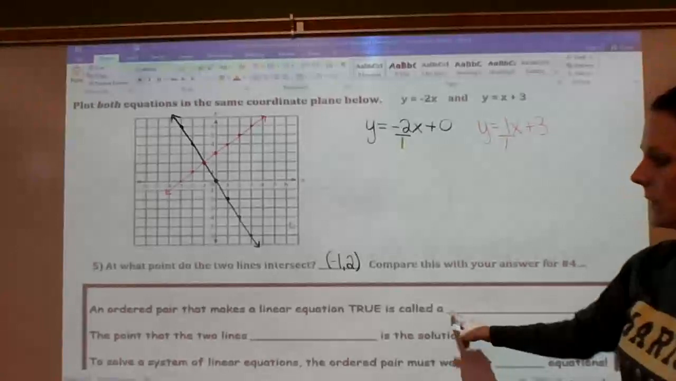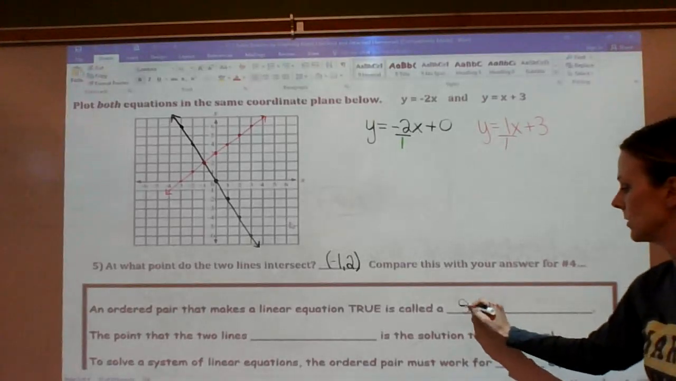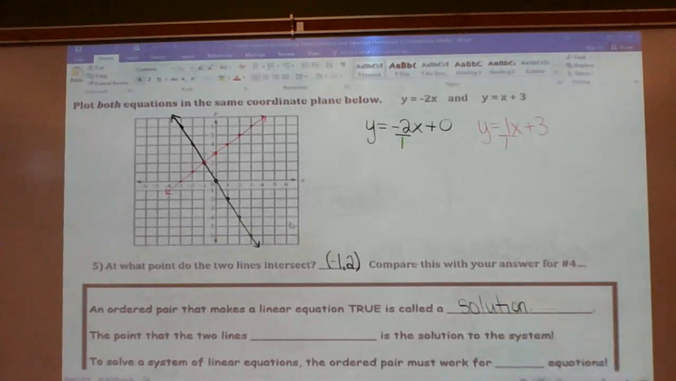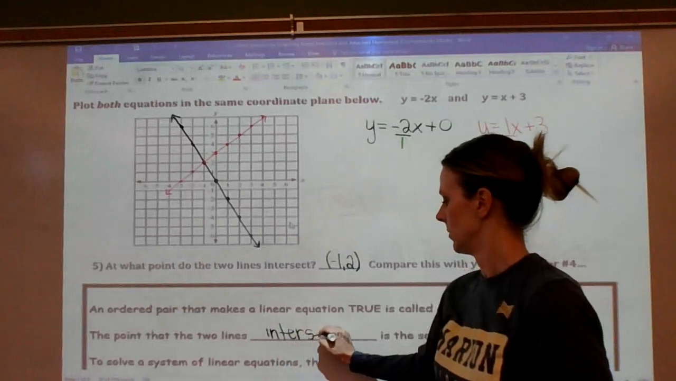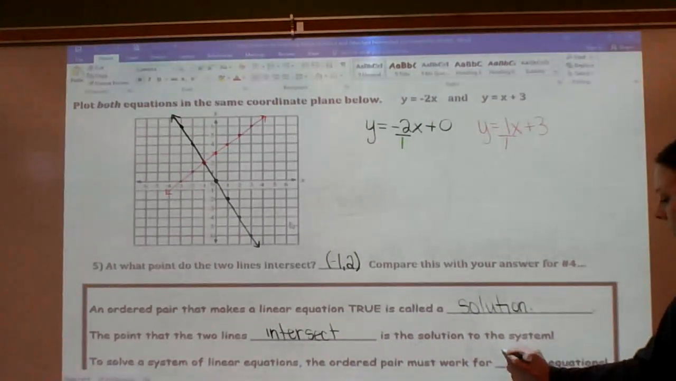So it says down here, an ordered pair that makes a linear equation true is called a solution. The point that the two lines blank is the solution to the system. Well, that is where they intersect. Okay. And then to solve a system of linear equations, the ordered pair must work for both equations.